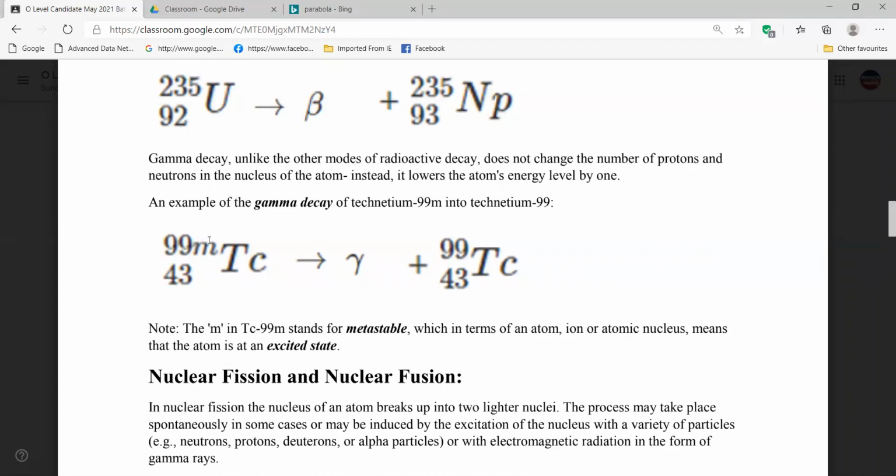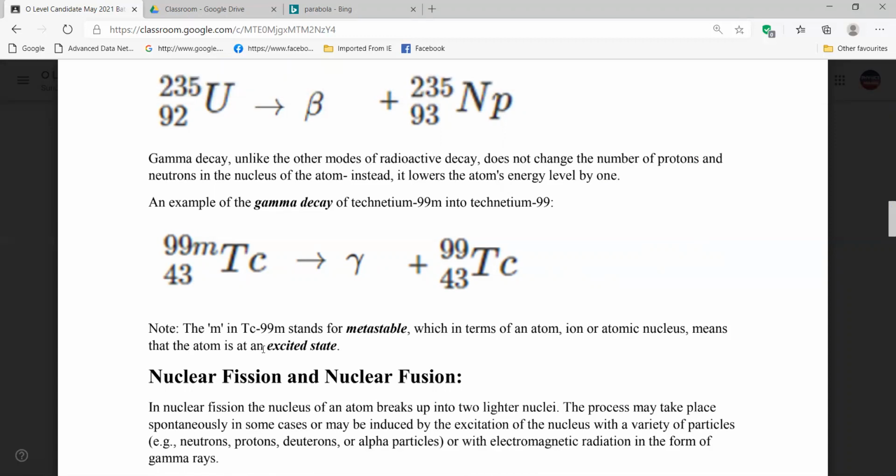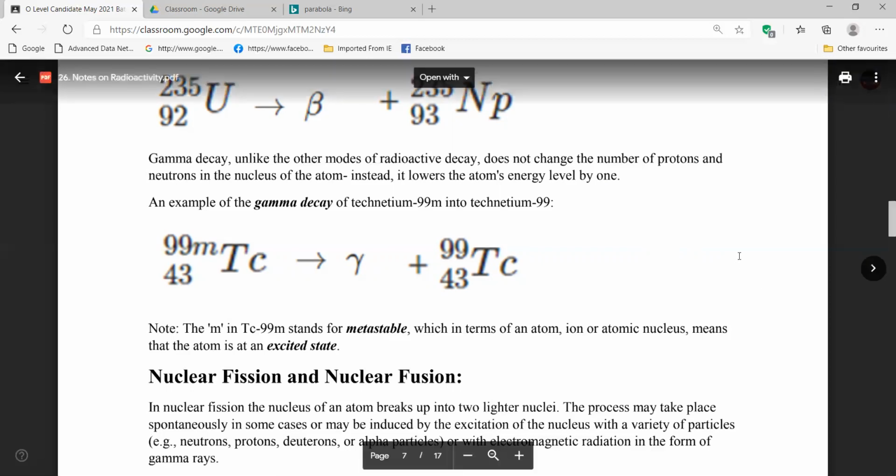So this M stands for metastable. Metastable, in terms of an atom or atomic nucleus, means that the atom is at an excited state. So this one is decaying by gamma. How is it decaying by gamma? We are going to have some discussion from here also.